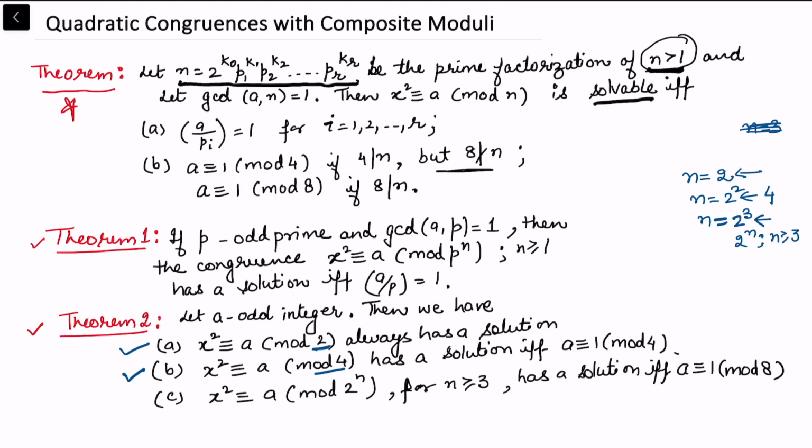So these cases are covered here in the third part of theorem 2. And this has a solution when a is congruent to 1 modulo 8. So this corresponds to this condition in the main theorem. Also, when n is any odd prime to the power k, where k can be greater than or equal to 1, this is the case that I will be covering in theorem number 1. Once I prove theorems 1 and 2, theorem star automatically follows.